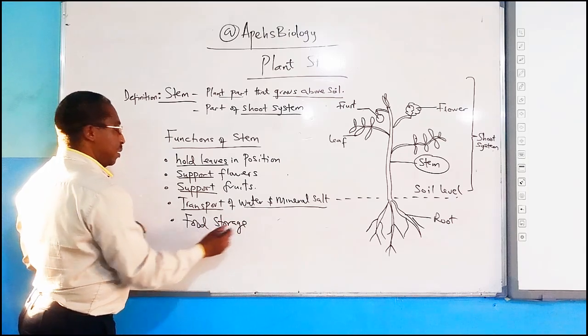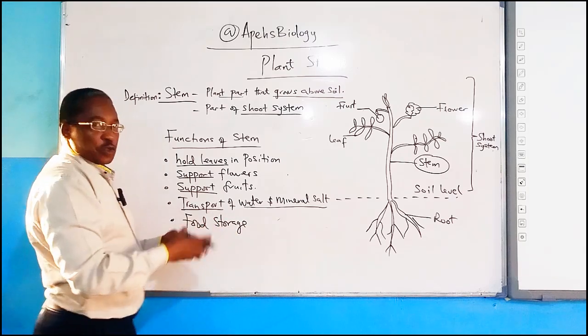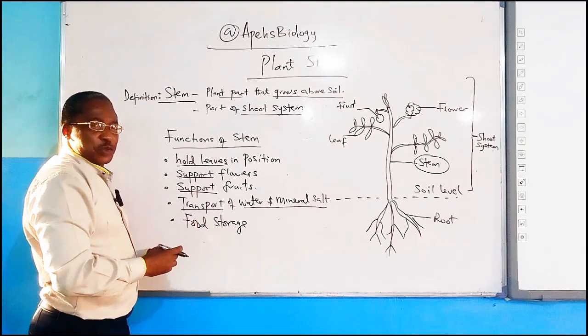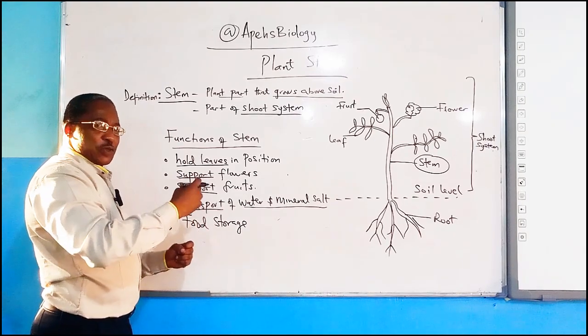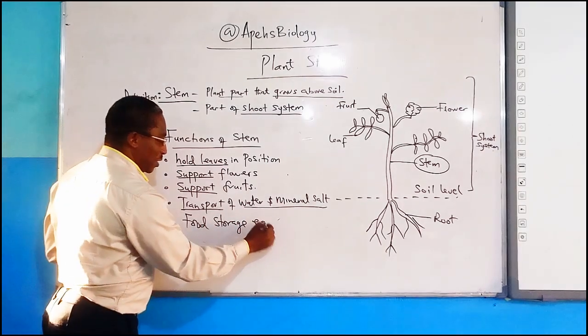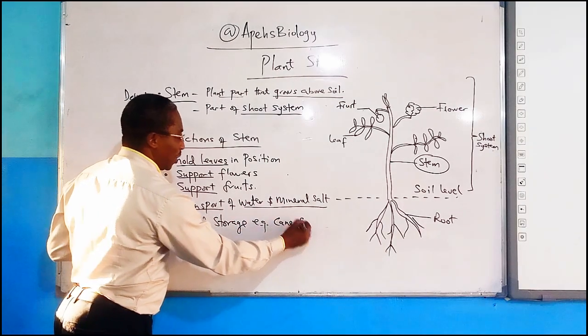You observe this in plants that have food stored in their stem. A very simple example is the cane sugar. When you look at the cane sugar plant, the stem contains a lot of sucrose. So a very good example is the cane sugar.